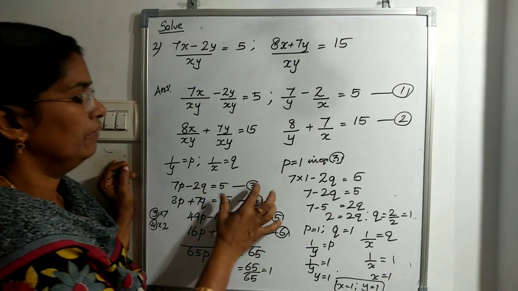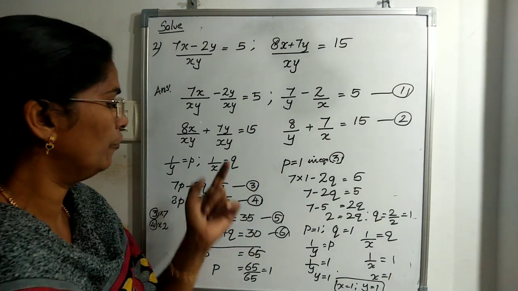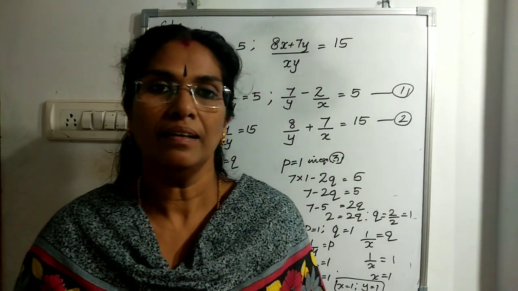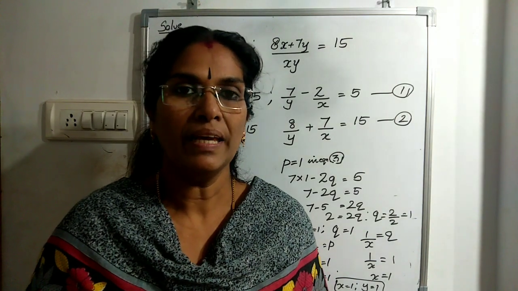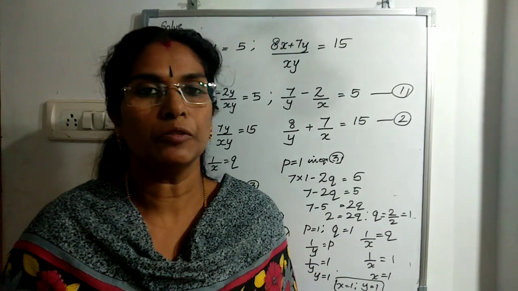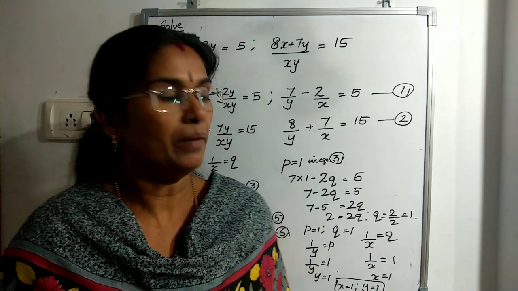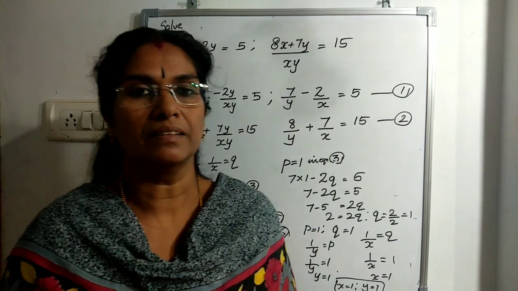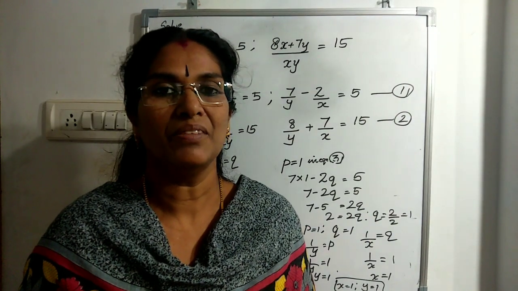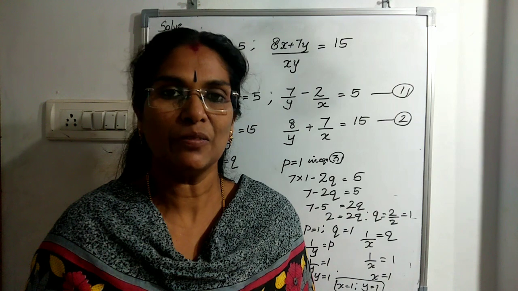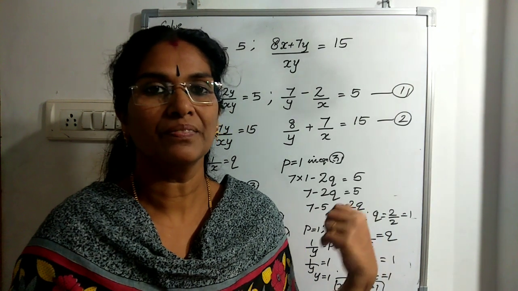After that we will get a linear equation in 2 variables. Then you can solve by any one method. If the substitution method is easy for you, you can solve by substitution method. I think elimination method is better. It is not compulsory which method you use. That is your choice. Clear this one?